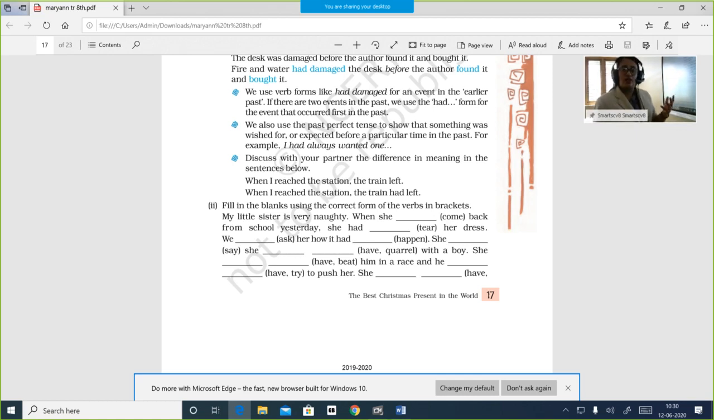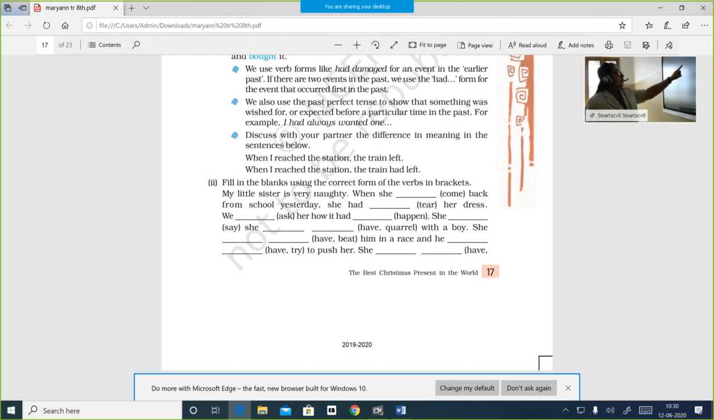Easy, children, easy. I tell you, not because you will find it easy, I'm telling you. Now, next is fill in the blanks using the correct form of the verbs in brackets. What could it be? Either past tense or past perfect tense.